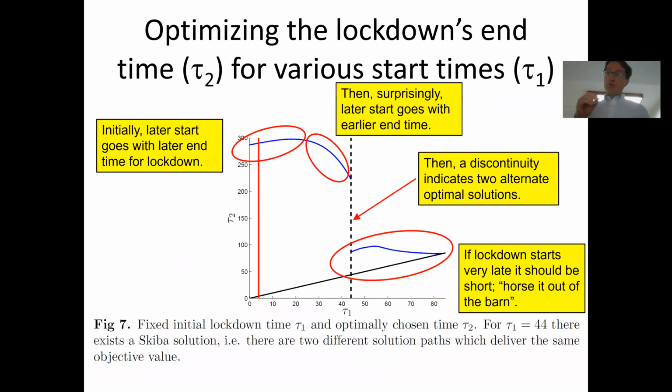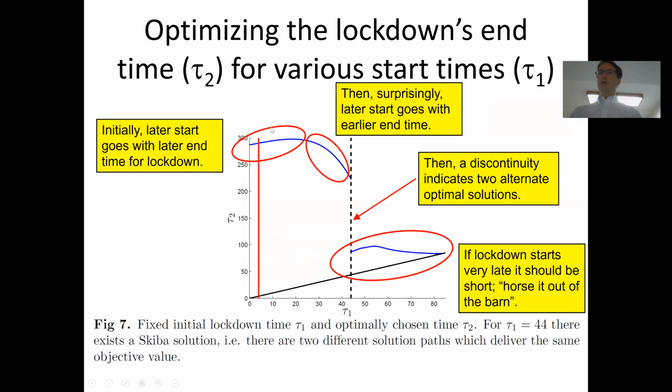This one figure captures a lot of what's really cool in the results from this model. So let me walk you through it. The vertical axis is the optimal time to end the lockdown as a function, on the horizontal axis, of the time that the lockdown starts. And in this graph, we're not optimizing that starting time, tau 1, because when we started writing the paper, most countries had already started their lockdowns. And the key thing to look at is the blue line.